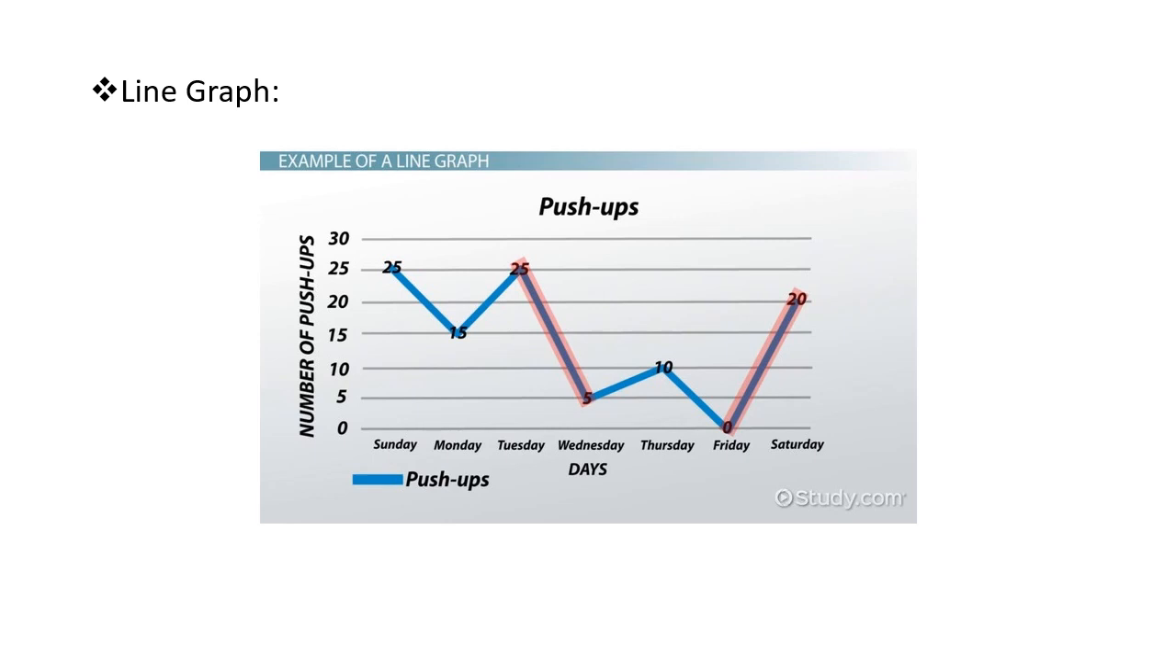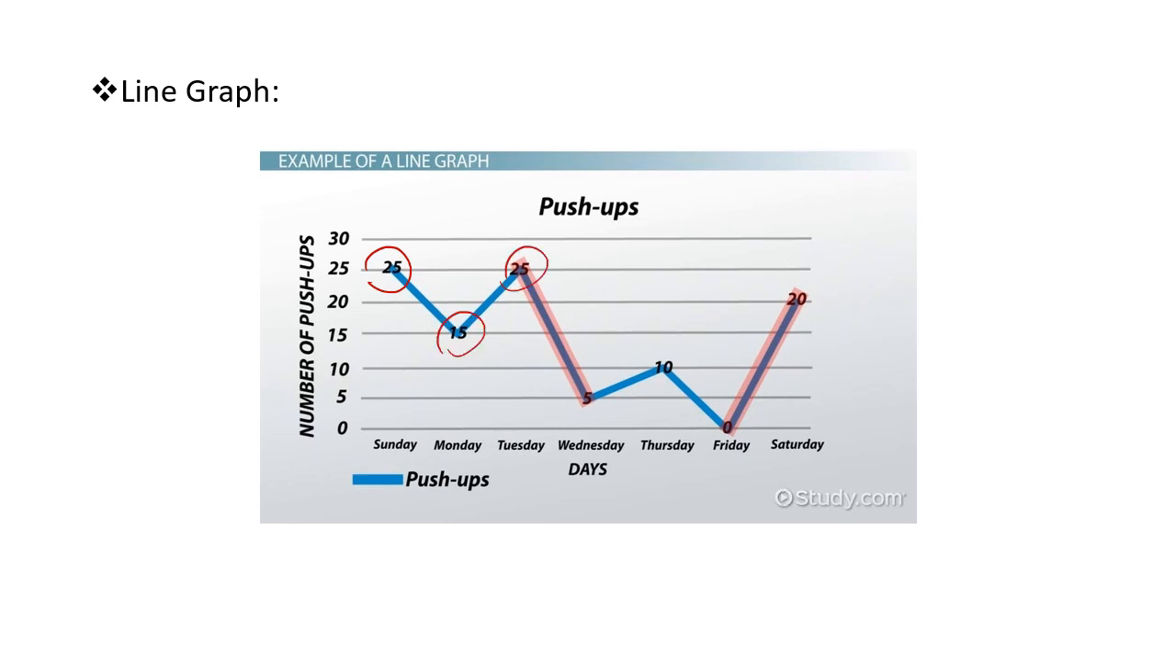So here's our line graph. And this line graph is why we're not going to use line plot for that dot plot earlier, because the names are very similar, but they represent very different things. You can see here what's happening. On Sunday we get 25, Monday is 15, Tuesday is 25.